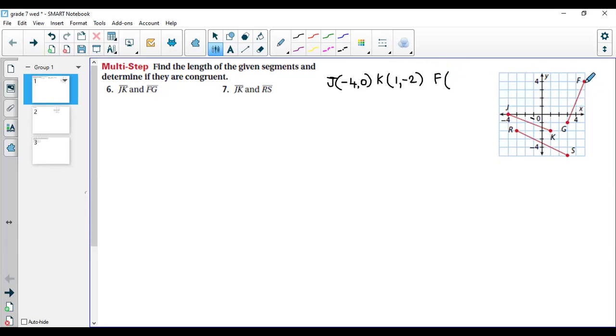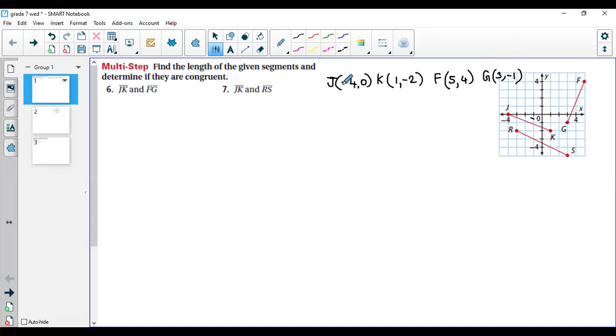Then we have F, because you have to find the distance between F and G also. For F, just see where it is touching the x-axis. It's touching at 5. And where is it touching the y-axis? At 4. So for F, it is 5 and 4. Now the coordinate remaining is G. See where it is touching the x-axis. It is touching at 3. And where is it touching the y-axis? At -1.